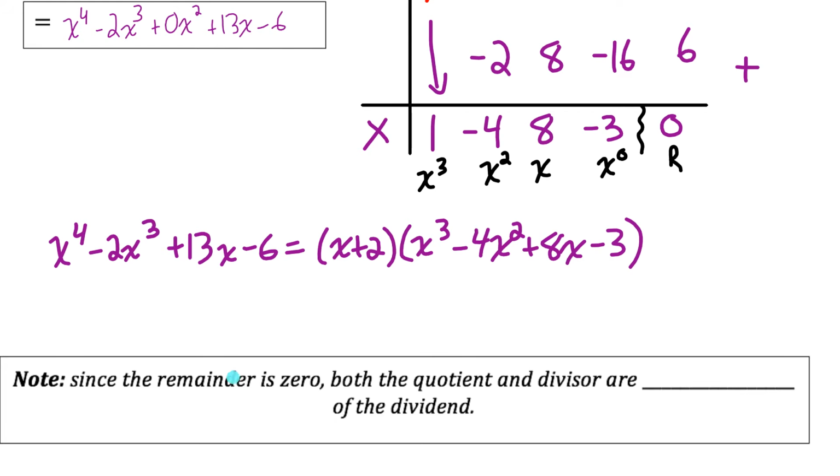So notice we were able to get this into factored form because there's no remainder here. So basically what we just did is we factored this x to the 4 function. It factors into those two factors. So we figured out that both the divisor and the quotient are factors of the dividend.